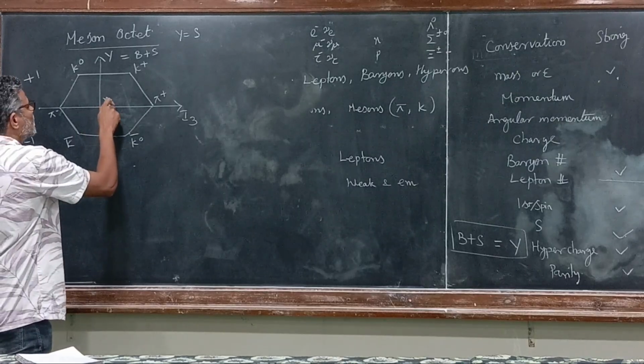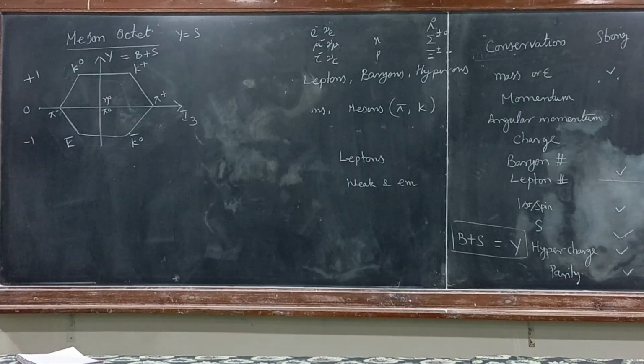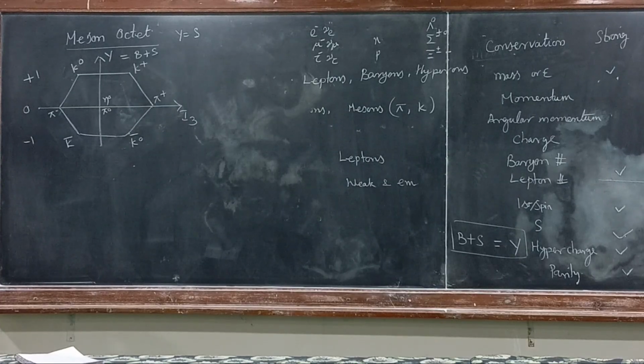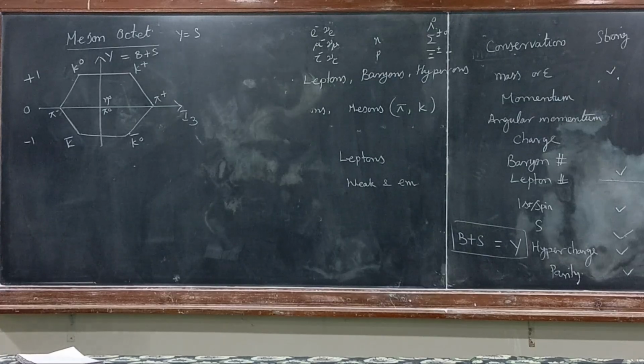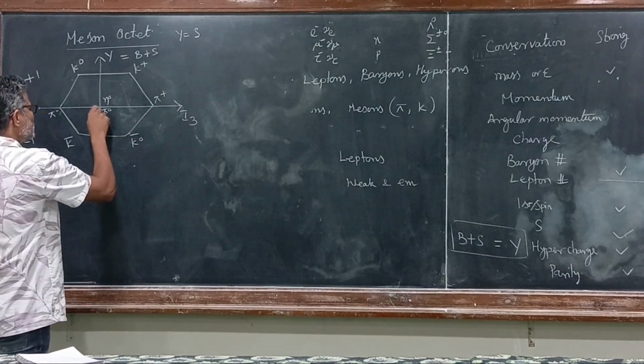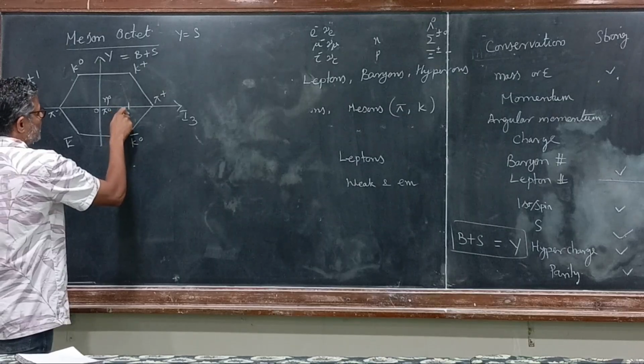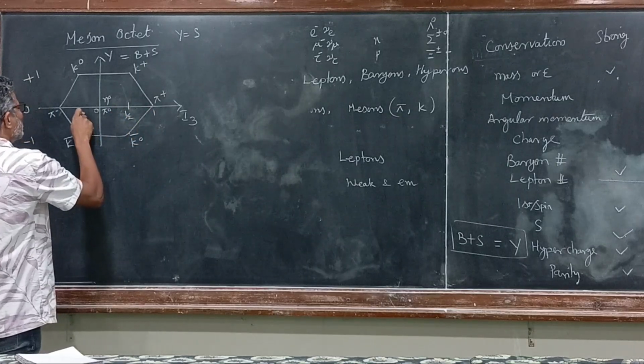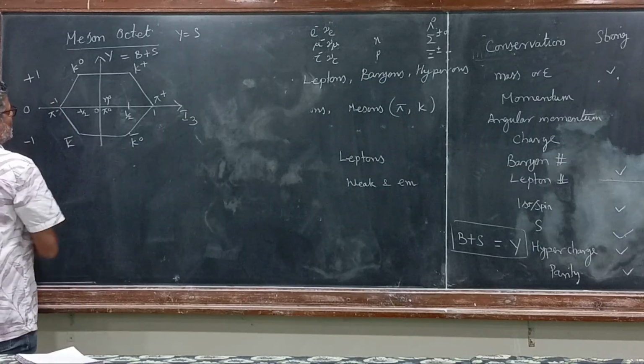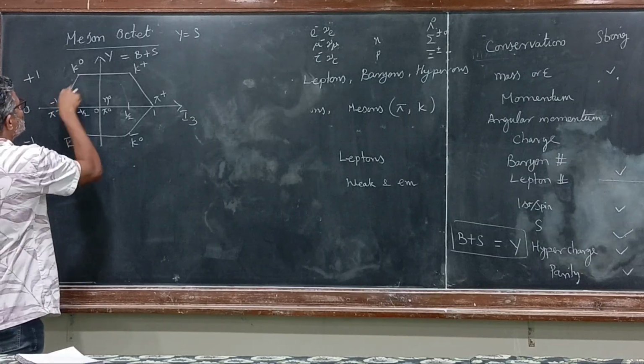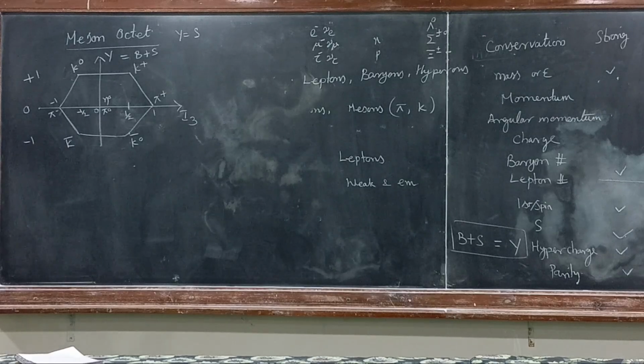And you also have one more particle called eta naught. So, 6 corners and then the octet. Then this I3 value, basically this is 0, and then this point is 1 by 2 and this is plus 1, minus 1 by 2 and minus 1.